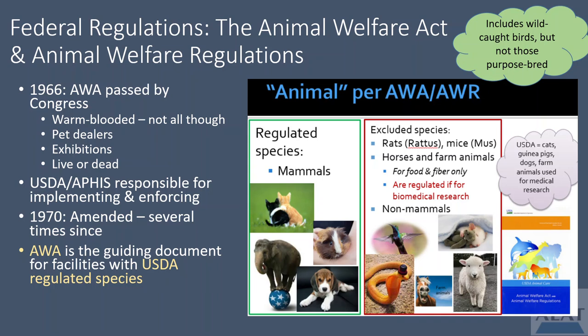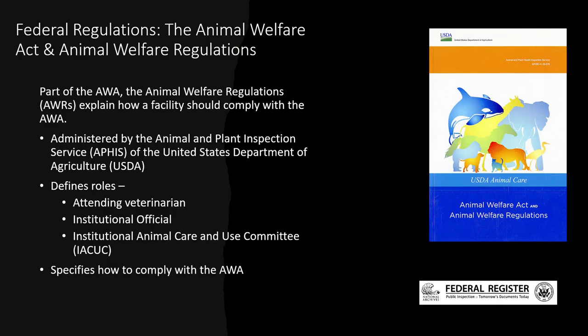1970 saw one of several amendments. The name was changed to the Animal Welfare Act, and its scope was expanded to include other warm-blooded animals used in research, such as primates, rabbits, and guinea pigs. Note that the AWA doesn't cover all animals. It specifically excludes birds, rats, and mice bred for research, horses not used for research, and farm animals used for food or fiber production. Furthermore, the AWA applies to specific categories of animal use, including research facilities, pet dealers, but not all pet stores, and animal exhibitors, with some exclusions.